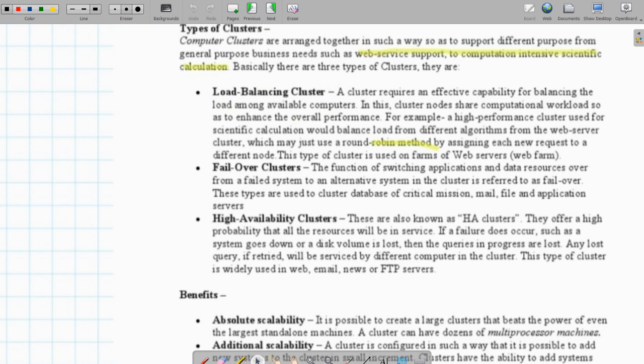So next one is failover cluster. The function of switching applications and data resources over from a failed system to an alternative system in the cluster is referred to as failover cluster. These types of clusters are used to cluster database or critical mission mail, file, and application servers.